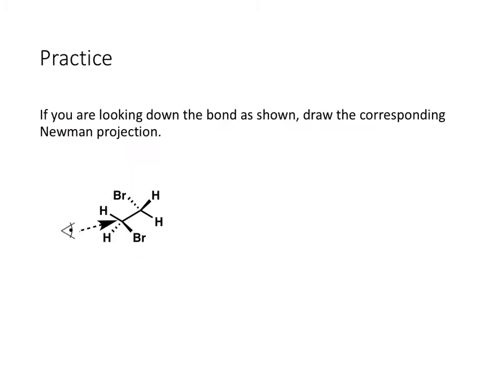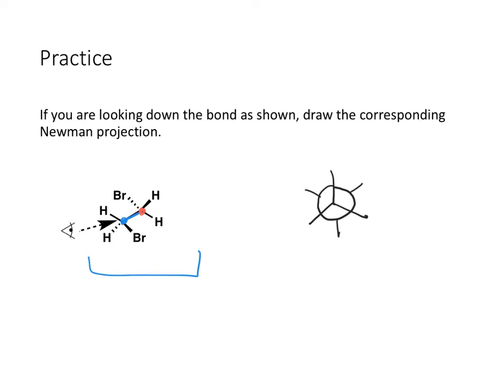So let's practice drawing Newman projections. Can you draw this molecule shown here as a Newman projection? And you're looking down the bond as I've illustrated. So you're looking down this bond. So this would be the front carbon, and this would be the back carbon. So first I'm going to draw my circle and with my 3 lines, and then my lines on the back.